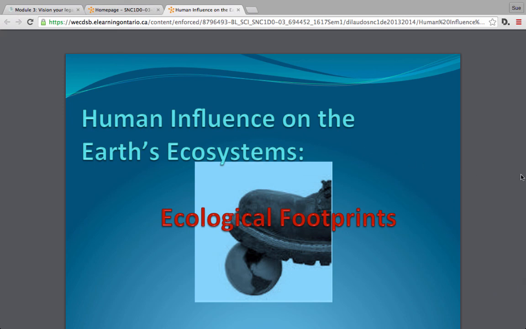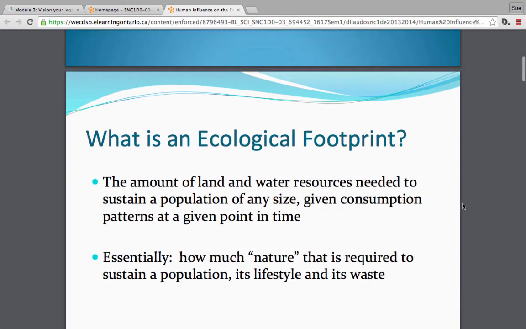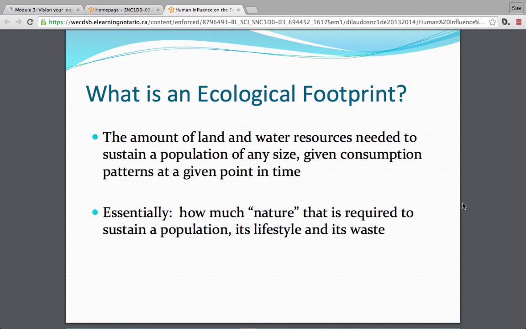In today's video lesson, we're going to continue talking about human influence on the ecosystems, and we're going to focus on ecological footprints. What is an ecological footprint? When we talk about ecological footprints, we're talking about a calculation that tells us how much land and water resources we are using to sustain a population of any size given our consumption patterns at that point in time.